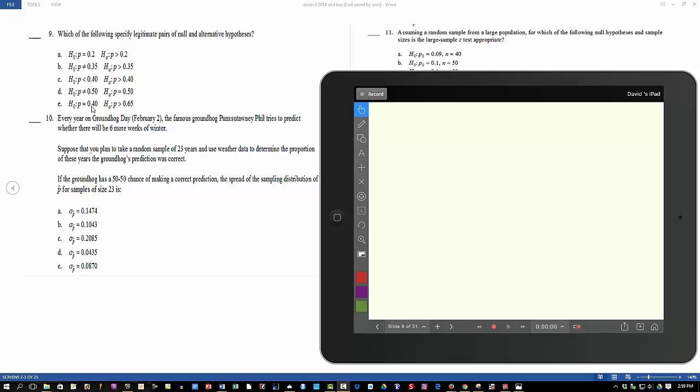We have p equal to 0.4, that's okay. Well, your alternative has to be the complement of that, and it has a different number here of 0.65. So that leaves us with option A.